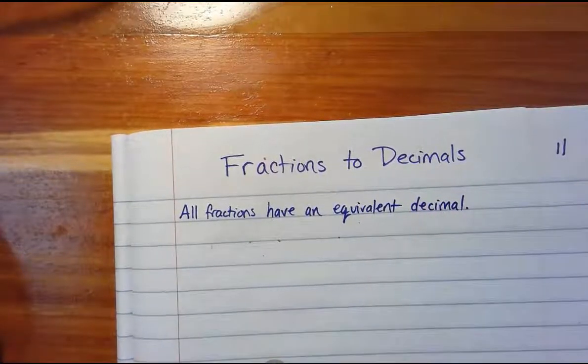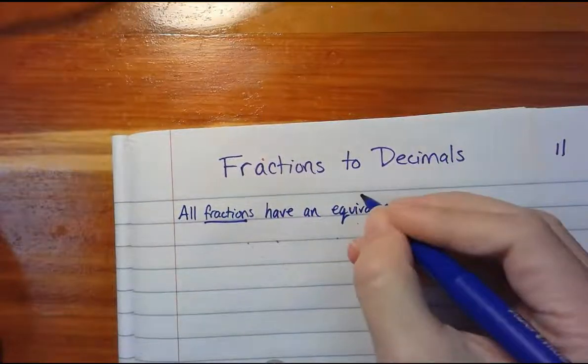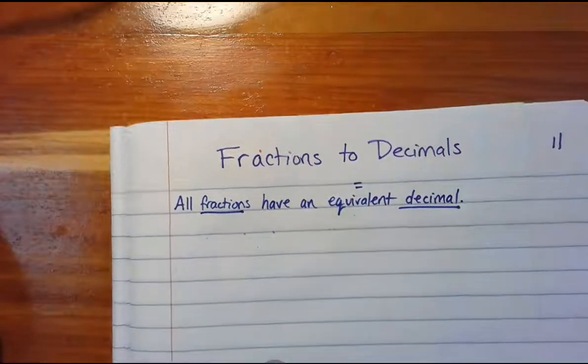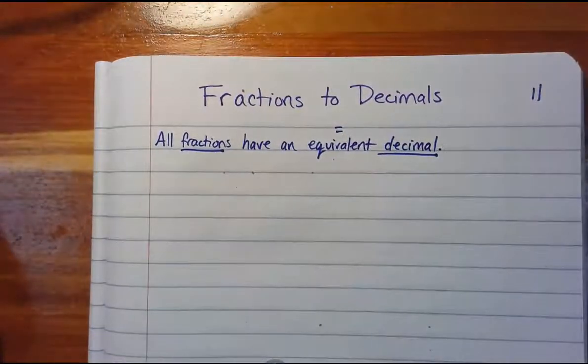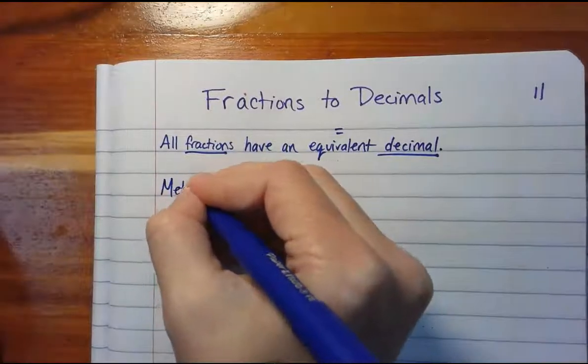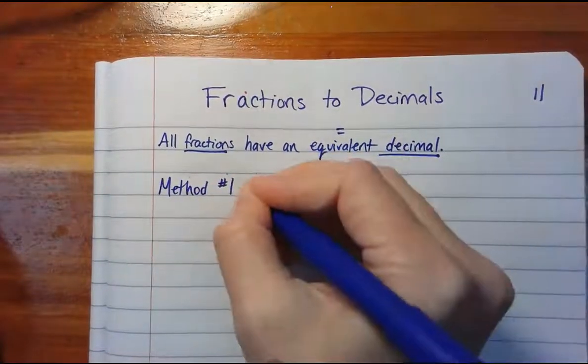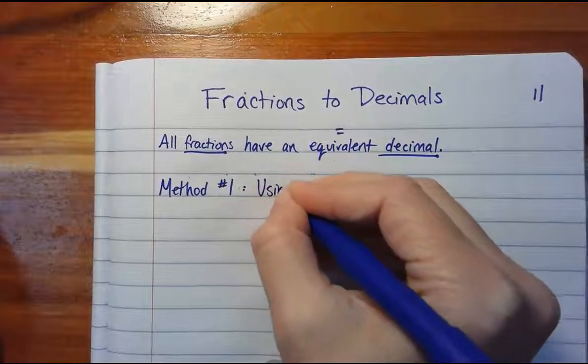So every single fraction that you know also has a decimal that's equal to it. Equivalent is just a fancy way of saying equal. And so we're going to look at a couple different methods. There's actually 3 different methods for changing or translating a fraction into its equivalent decimal. And so method number one is using the place value.